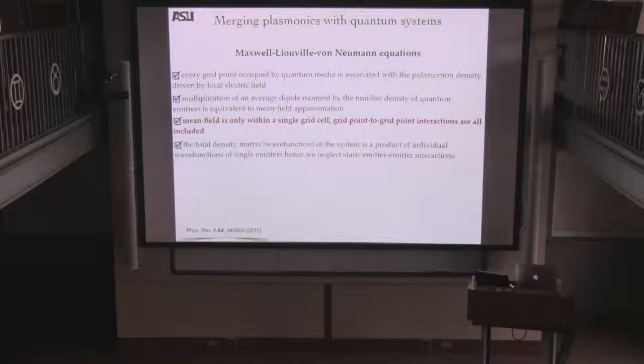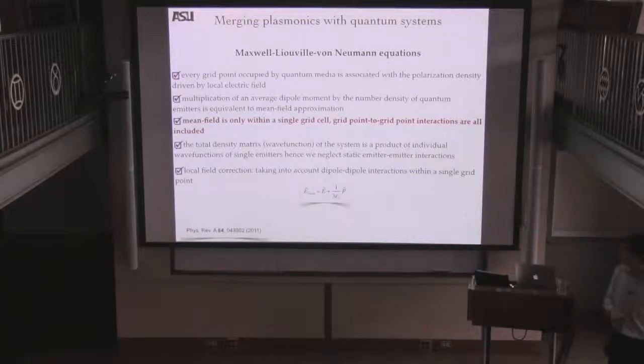Of course, you can include the Lorentz correction term, and I'll show you in a second. Now, the total density matrix of the wave function of the system is a product of individual wave functions, which means that we neglect static emitter-emitter interactions. And finally, local field correction. You can include the local field. This is the part from Maxwell's equations. This is the local polarization, the macroscopic polarization. So you include dipole-dipole interaction within a single grid cell. So that's the end of sort of setting the stage.